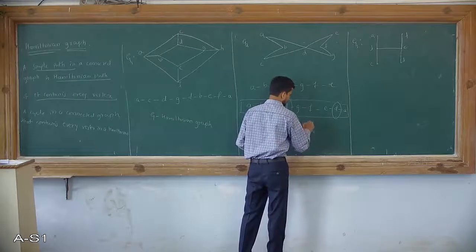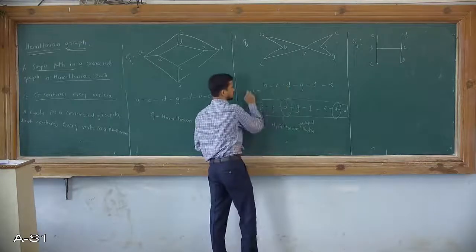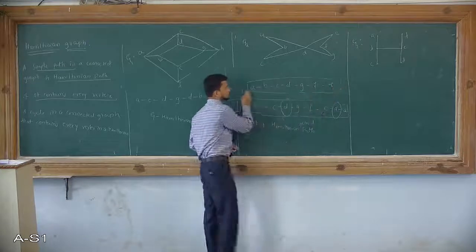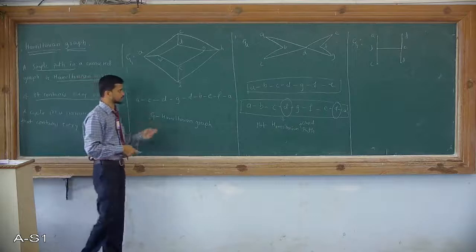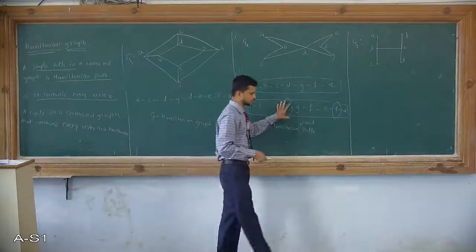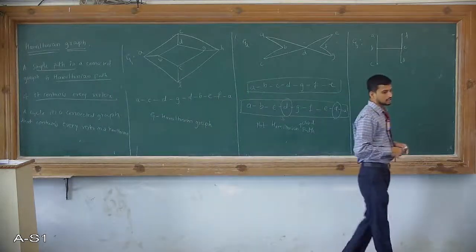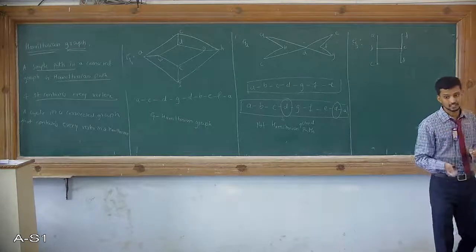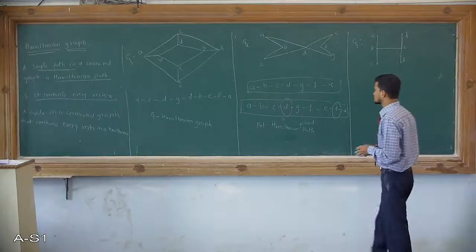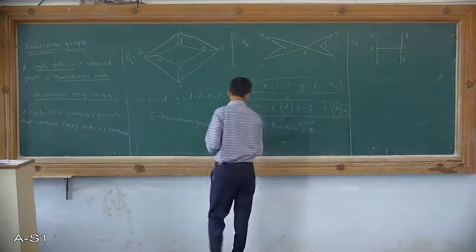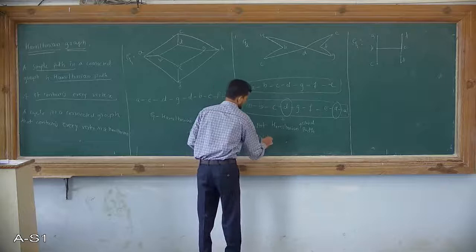So you can say it is a closed path. But this is a Hamiltonian path. I believe we agree with that because the path includes all the vertices exactly once. So it is called a Hamiltonian path, but this is not a Hamiltonian cycle because the path is passing a vertex more than once. That is vertex D here. So therefore G2 is not a Hamiltonian graph.